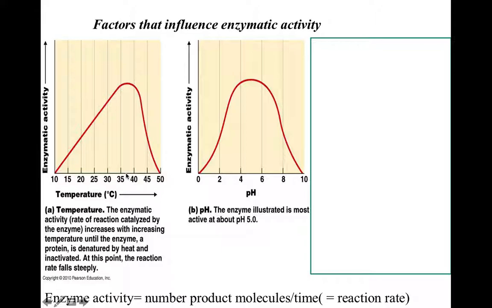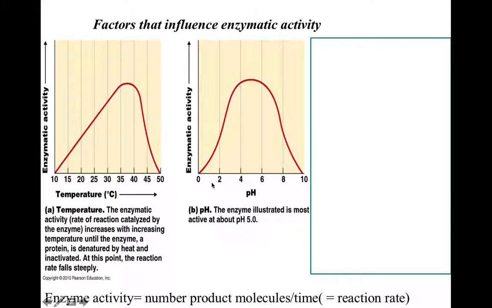And of interest is that an enzyme's maximum reaction rate usually reflects the environment in which it evolved. So we would predict this was an enzyme that came from an environment that had a temperature of about 37 degrees Celsius. This could be an enzyme from a human because that's our core body temperature.